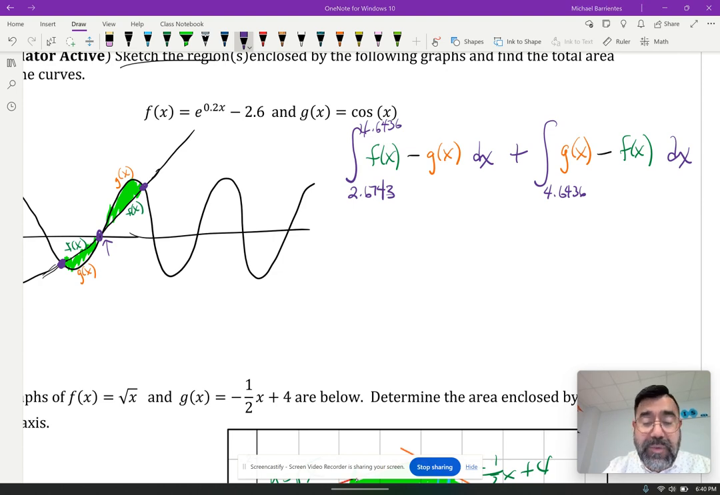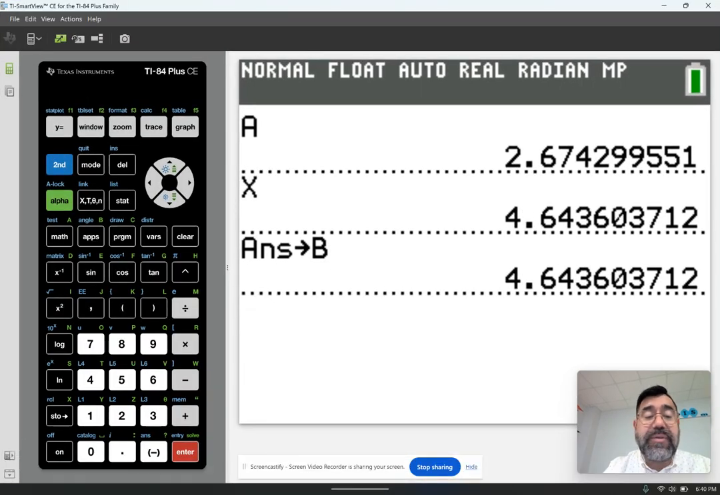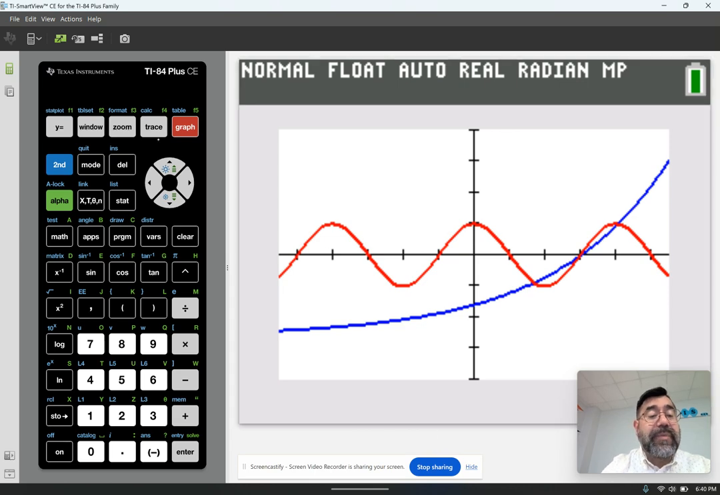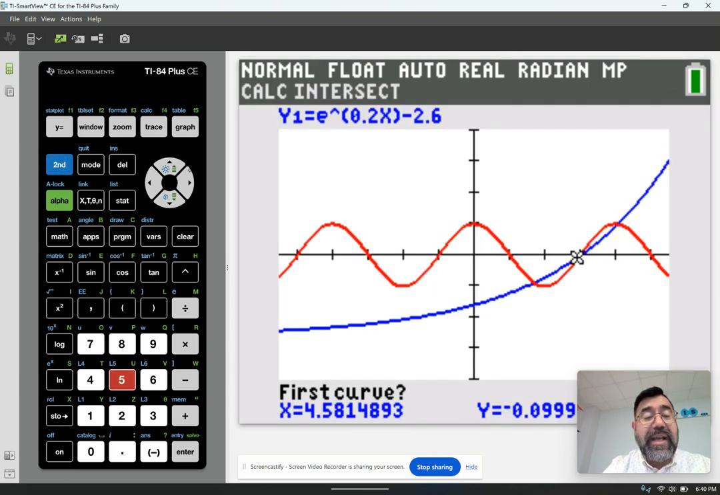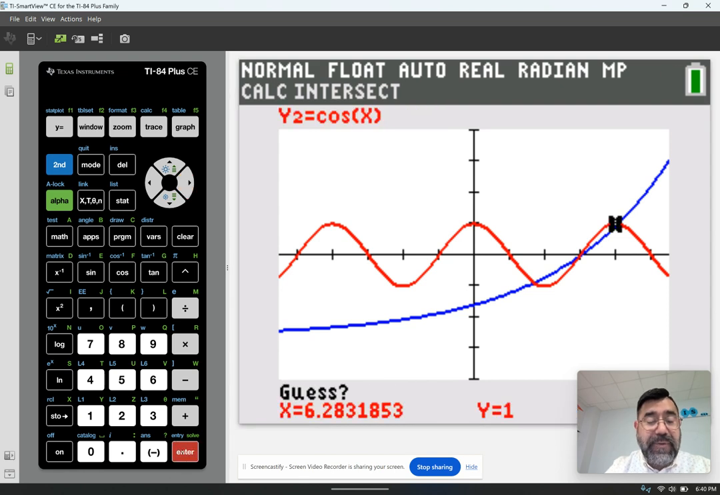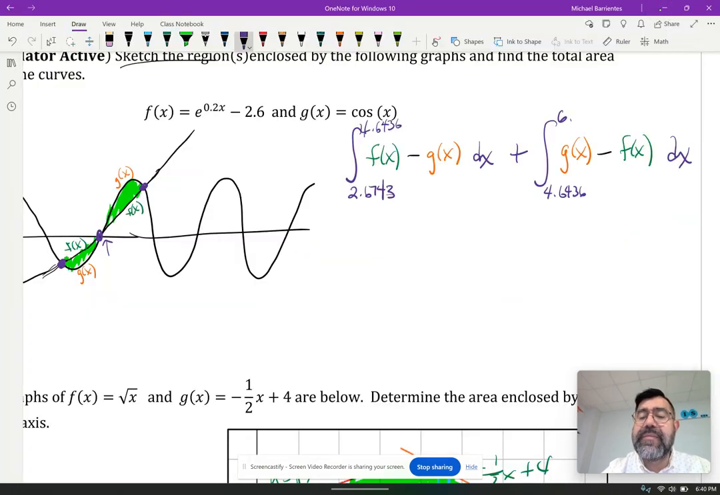I just need one more intersection point to find. So I'm going to press second trace. I'm going to put intersect. I'm going to move my cursor closer to the point of intersection I want, which is over here. And it's asking me, is this the first curve? Yes. Second curve? Yes. Want to take a guess? I don't. Just press the enter. And there it is. There's your last intersection point. You could write 6.3959.